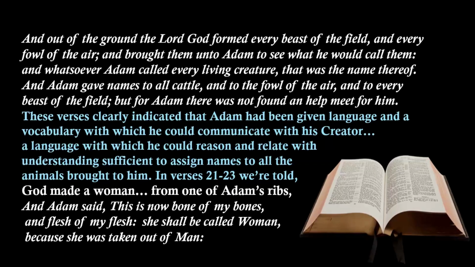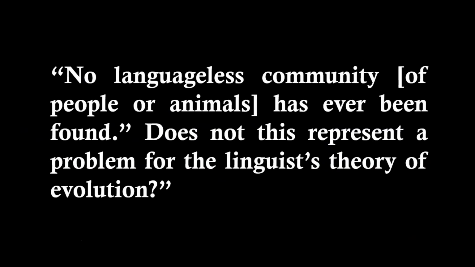Now, if we were to believe the evolutionary teaching currently taking place in schools and colleges, that speech merely evolved over the ages as a natural process over time, yet no one is quite sure how and why, there are no known animals that are in transitional phase from non-speaking to speaking. You know, if basic man learned to do it, well, shouldn't the animals also have learned to talk? In fact, in the Atlas of Languages, we note this remarkable admission. No languageless community of people or animals has ever been found. Does not this represent a problem for the linguist theory of evolution?